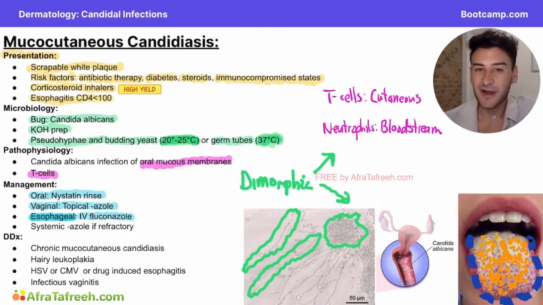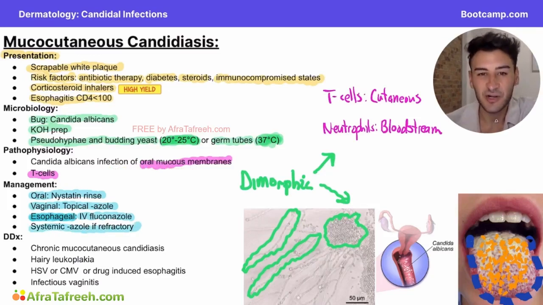Lastly, if we have a refractory infection, we can use a systemic azole. So we can use oral therapy here in order to get a much stronger punch. But we always like to go conservatively and start with a topical treatment, but we can always step up to systemic therapy as well if we need to.